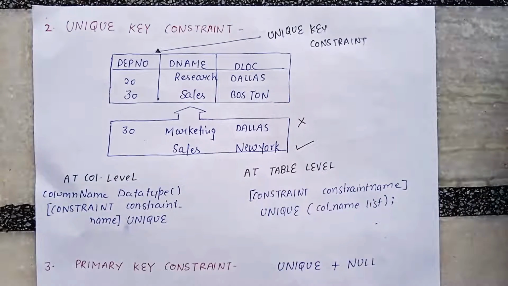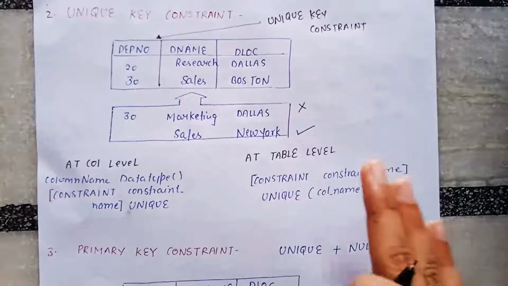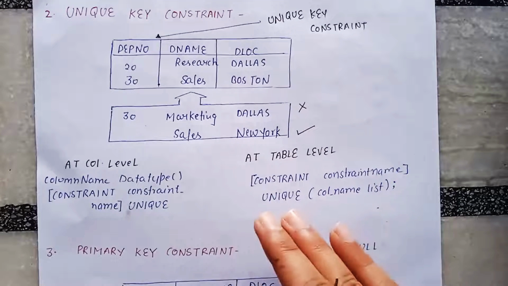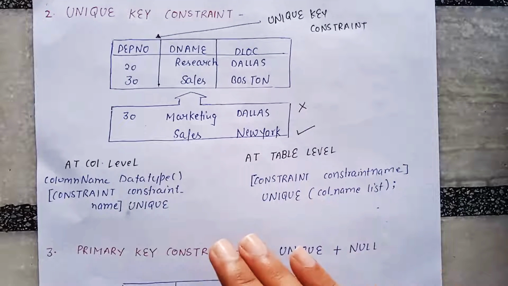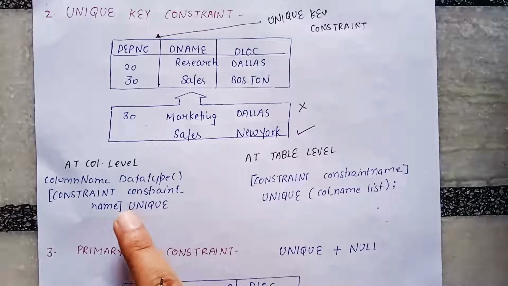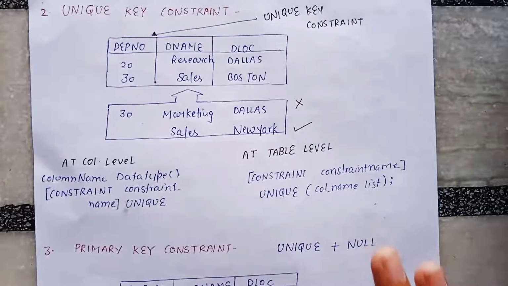And if we talk about how we specify a unique key constraint, it is the same as a not null constraint, but here we just have to write unique instead of not null. So everything is the same, the syntax is completely the same. So this is where the unique key constraint is used.